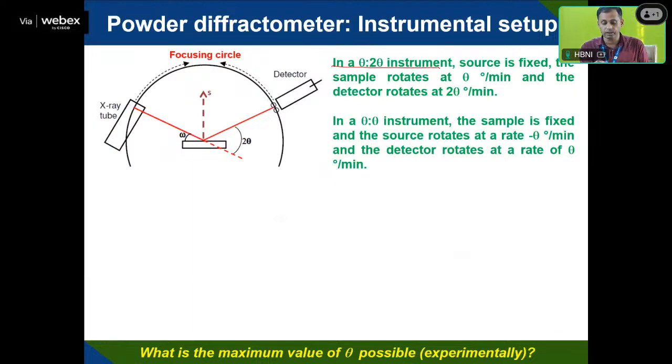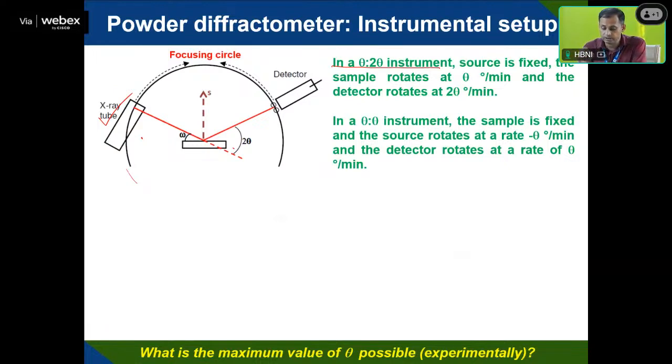In one type of instrument, the theta to theta experiment, the source is fixed and the sample rotates at theta per minute, and the detector rotates at 2 theta per minute. That means in this theta to theta case, your X-ray tube is fixed, the sample can be rotated, and the detector rotates at twice that rate. That's possible. In the whole thing, the focusing plane here, you can see the X-ray source and detector both lie on the focusing circle.